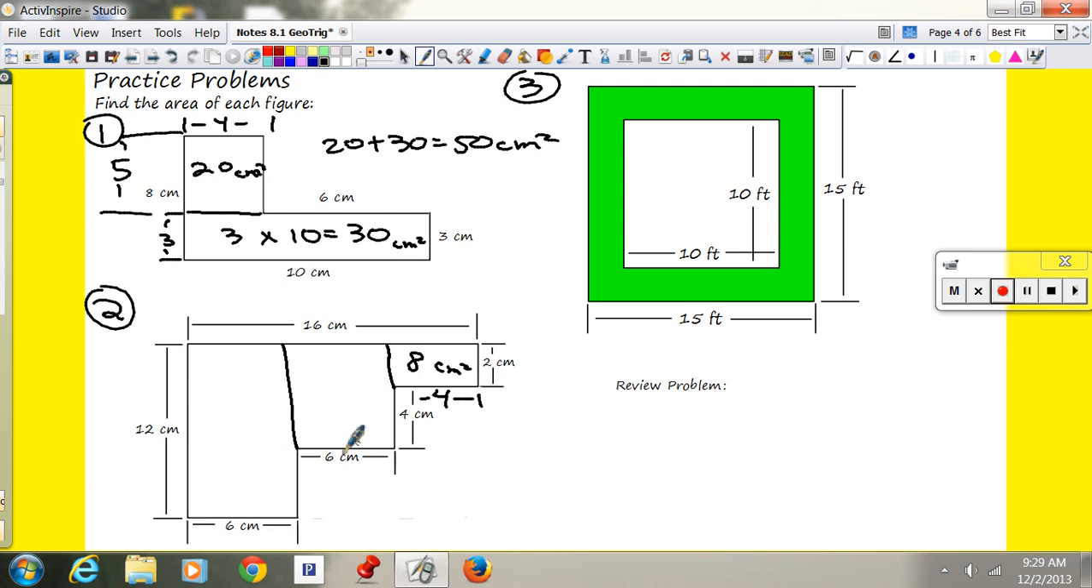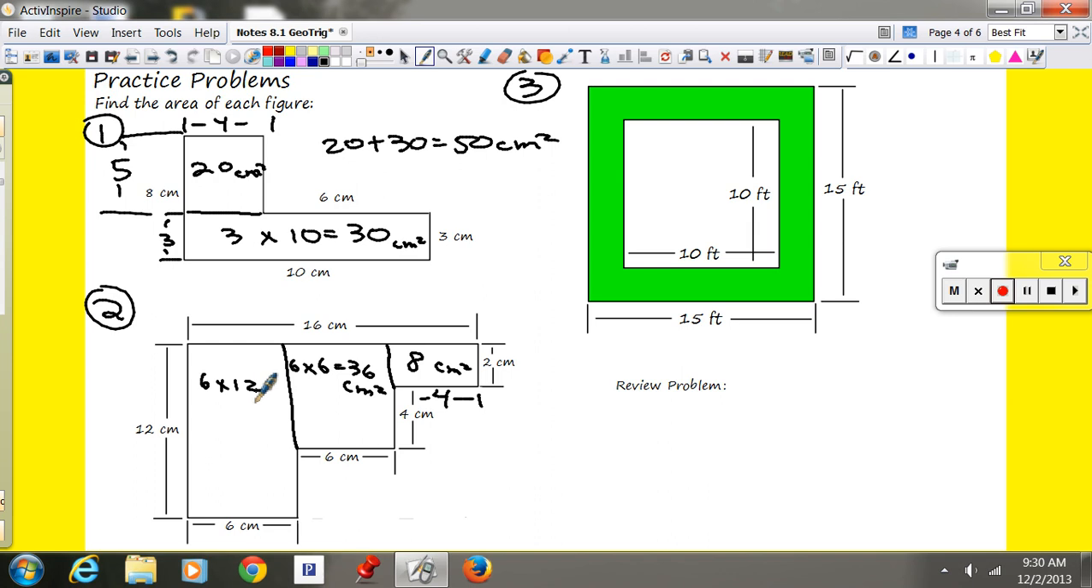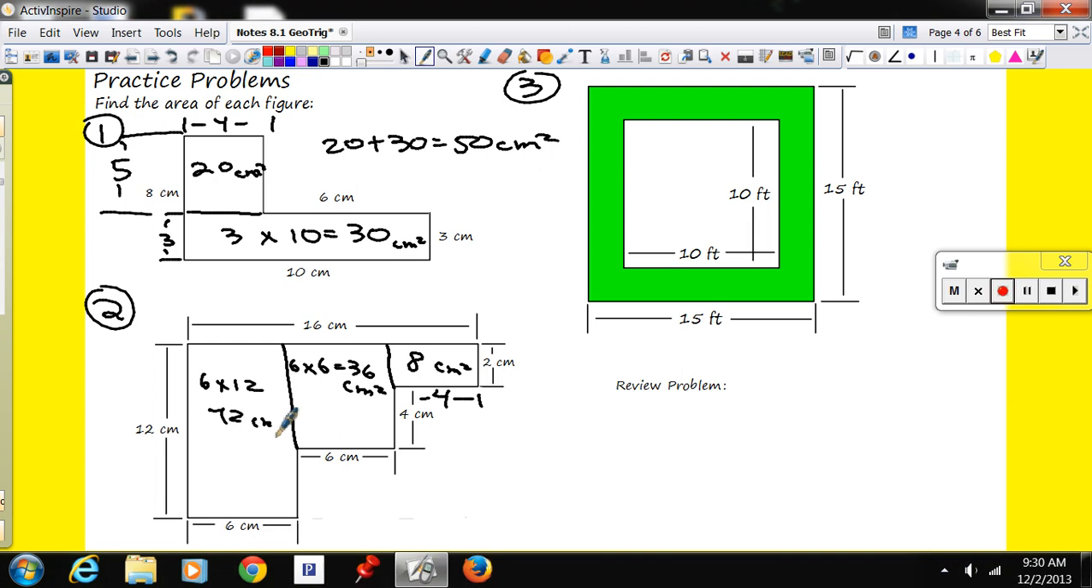Now I've got a 6 times 4 plus 2, which is another 6. So that's going to be 36 square centimeters. And then now I've got a 6 times a 12, which is 72 square centimeters. So we're going to add 72 plus 36 plus 8, and you're going to get 116, which is correct. That is your total area.